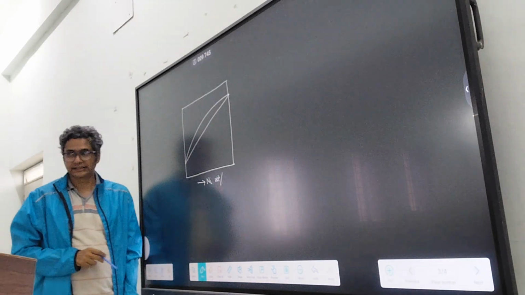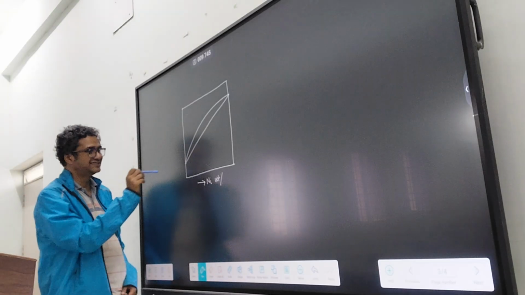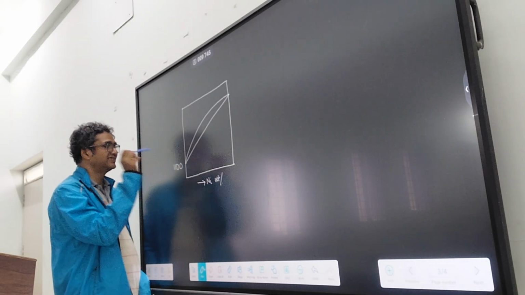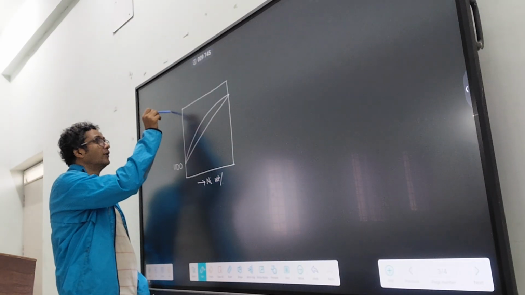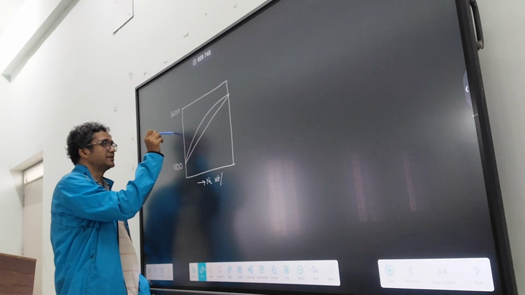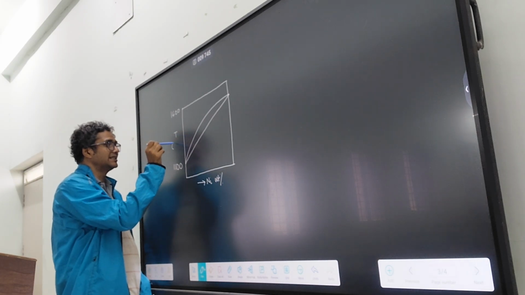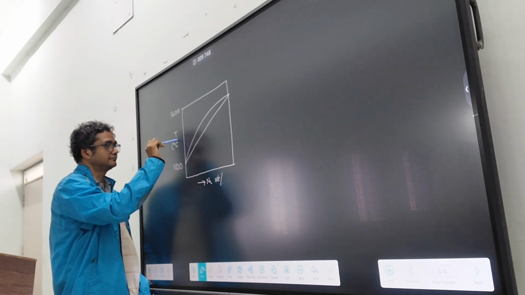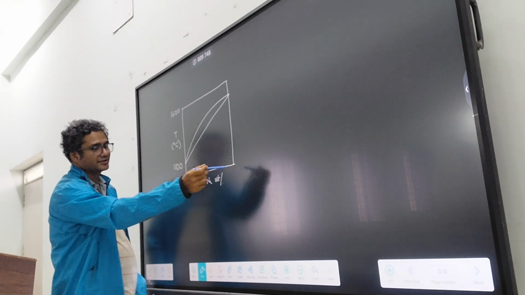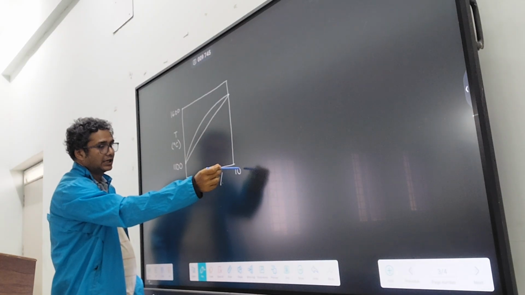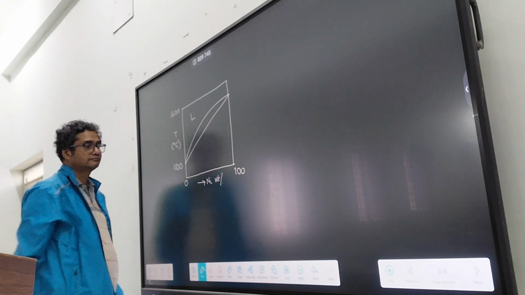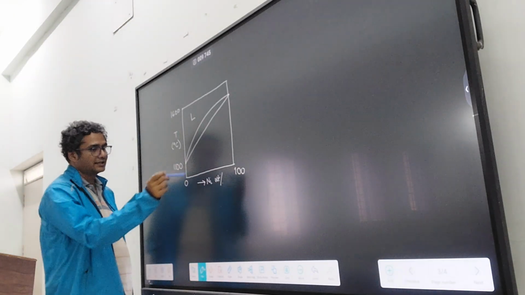Simple sign. There's nothing complicated about it. So this is 1100, this is 160, this is temperature in degree C. 0% nickel and L. This is alpha.